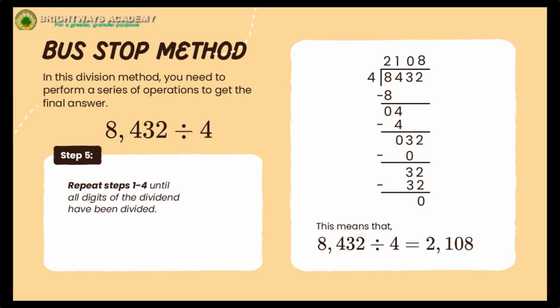So, we will come up with the quotient of 2,108. So that is the process of the bus stop method or the long division.